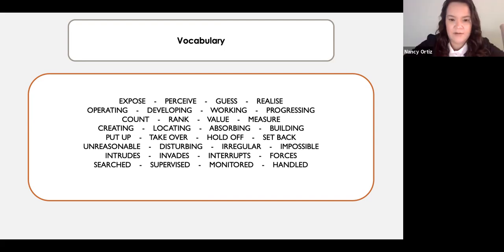Okay, now check this sentence. The soldiers managed to hold off the attacking forces for 3 days. Here it means frenar. That's hold off. Okay, guys, is it clear?